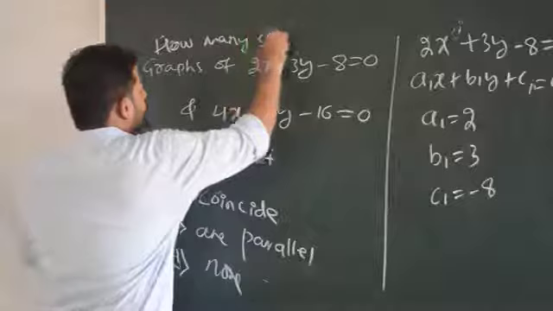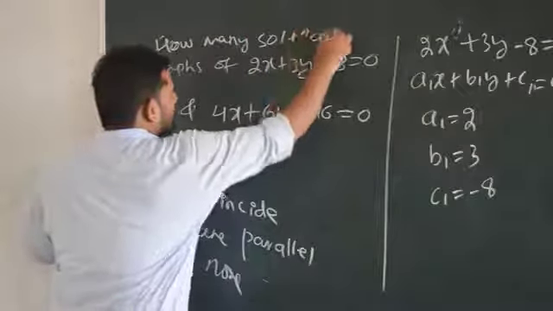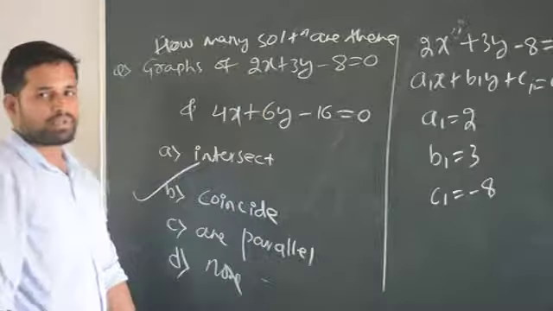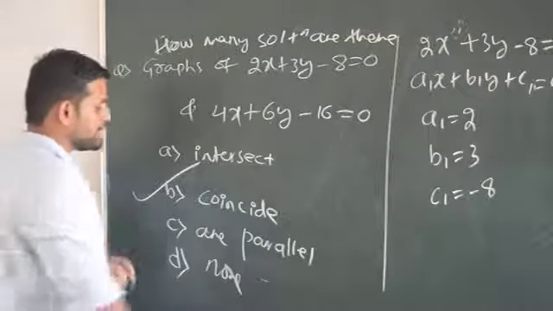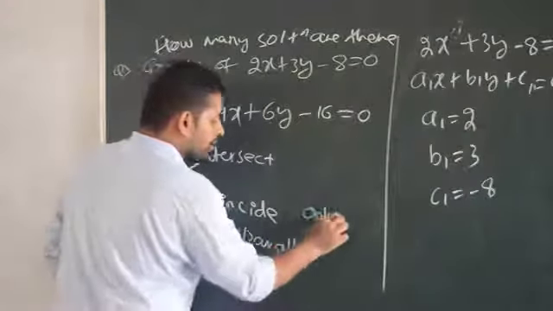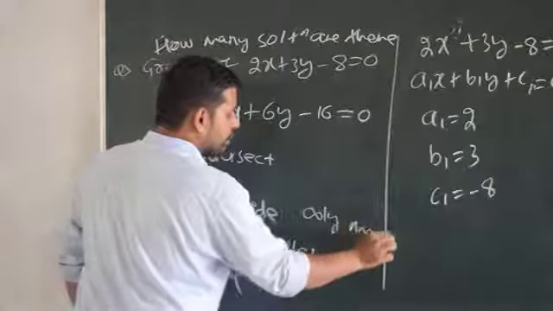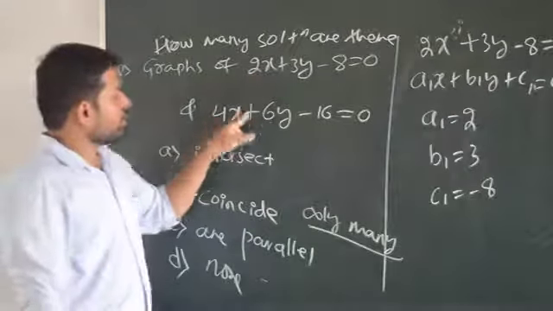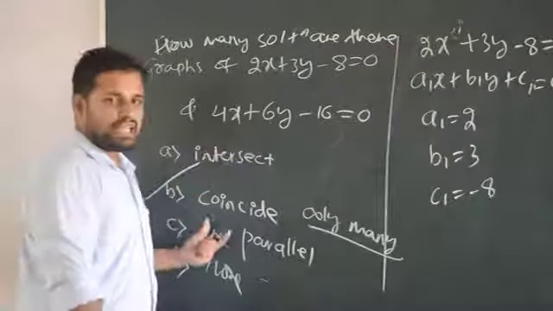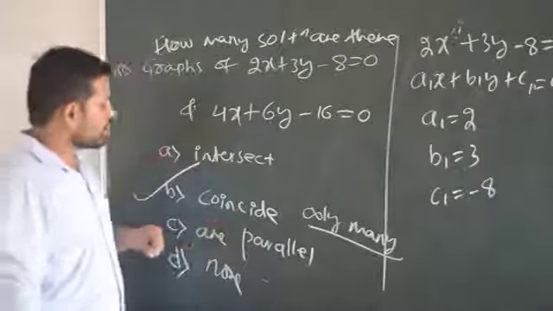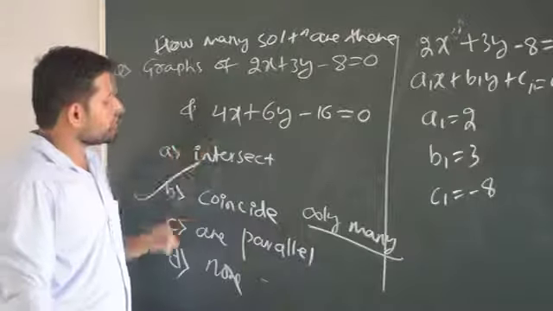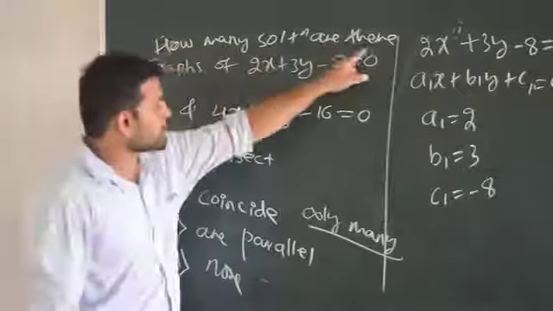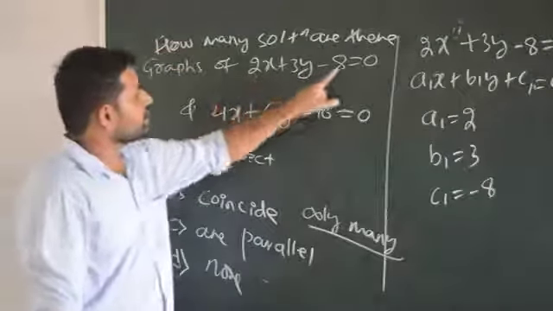How many solutions are there for these equations? This equation and this equation. Now tell me how many solutions are there? If they are coinciding, we are going to have infinitely many solutions, no? Are you getting my point, my dear children? These equations are coinciding, that is for sure, the graphs of these equations are coinciding. Now how many solutions do they have if they are coinciding? Infinitely many.